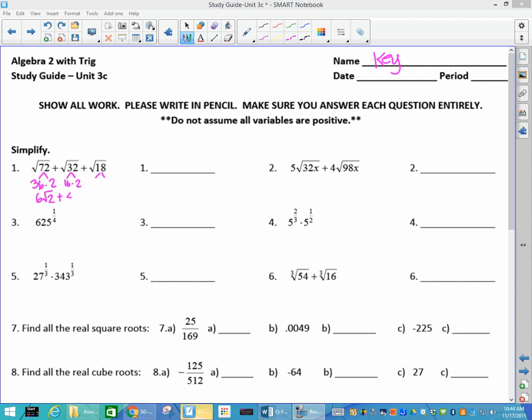But 72 is 36 times 2, so this is going to become 6 square roots of 2 because 36 is a perfect square. Plus 32 is 16 times 2, and I'm just thinking of the largest perfect square factor that I know goes into that number. So that is going to become 4 square roots of 2. And 18, of course, is 9 times 2, and the square root of 9 is 3. The 2 stays underneath because the 2 is not a perfect square.